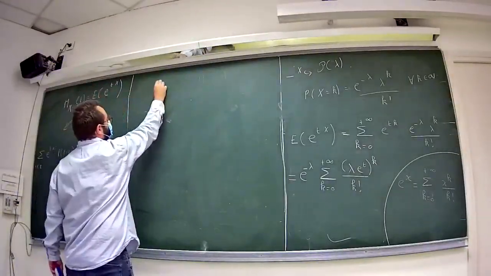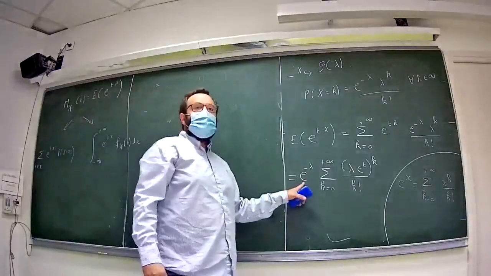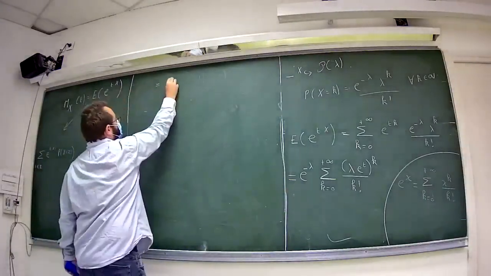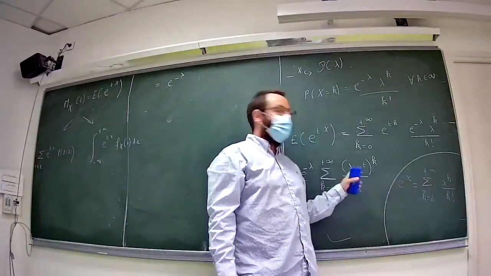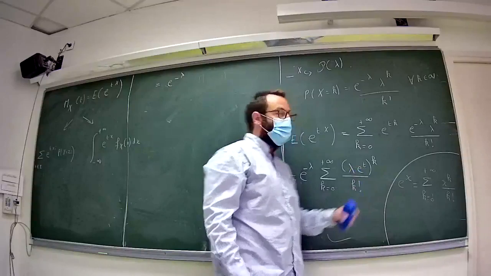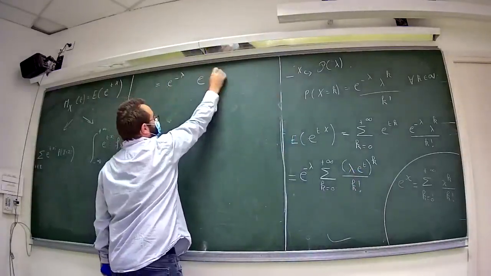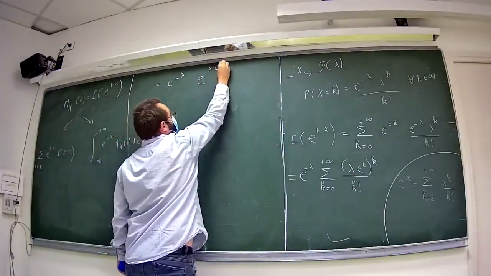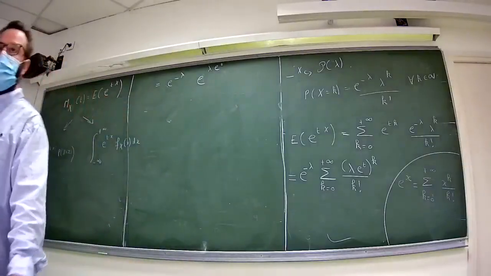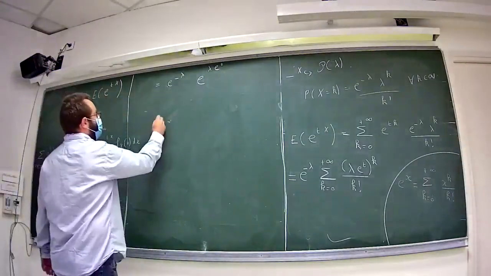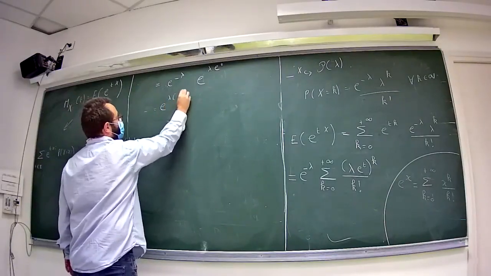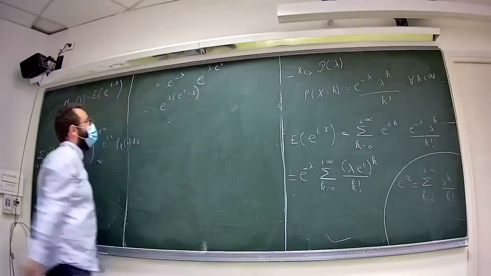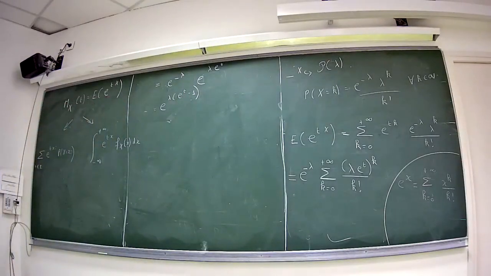I continue here. I have my exponential minus lambda before here. And then I have what? I replace x by lambda exponential t, and I obtain exponential of lambda exponential t. I can regroup the terms a little, and I obtain exponential lambda times exponential t minus 1. I can write it this way.